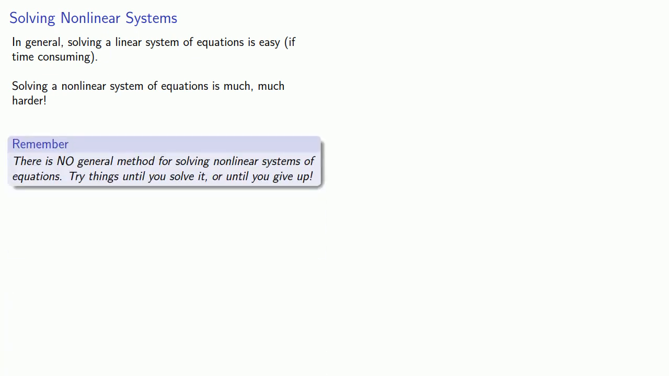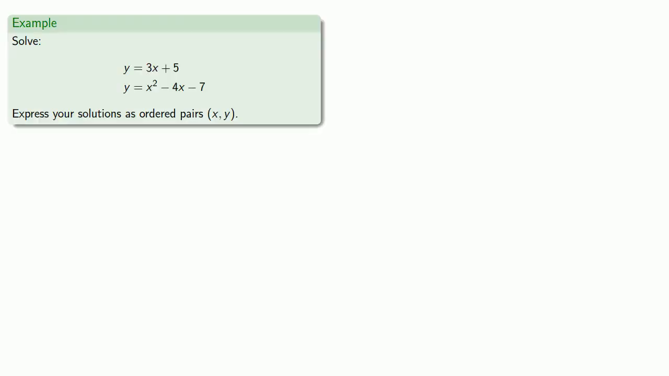How much harder? There is no general method for solving nonlinear systems of equations. You have to try things until you solve it, or until you give up. For example, let's take a system of equations like this, and the first thing we might notice is that since both equations are solved for y, we might try substitution.